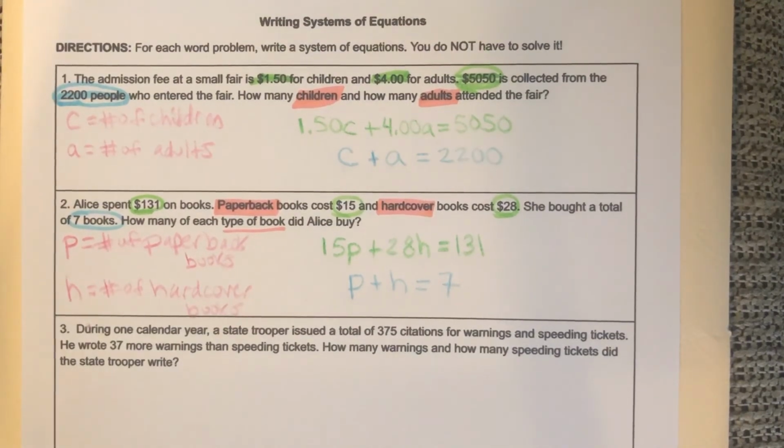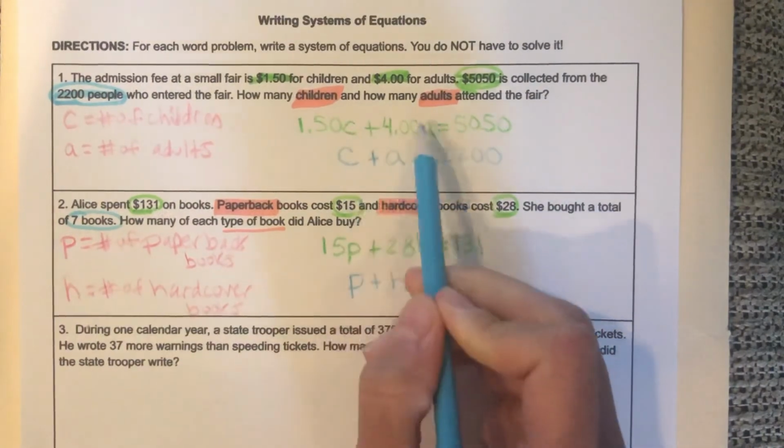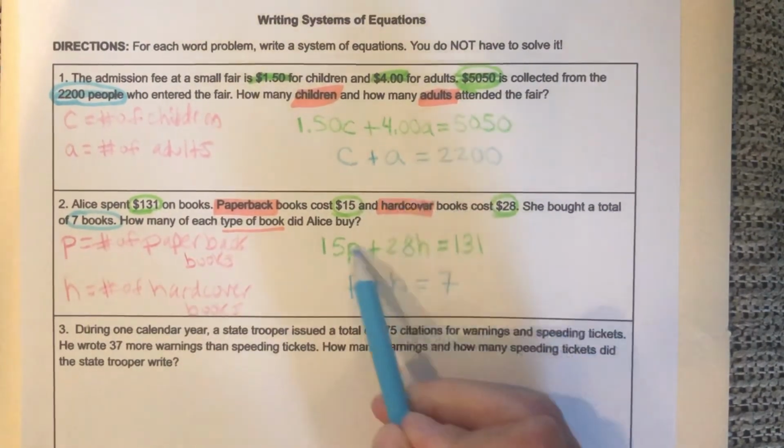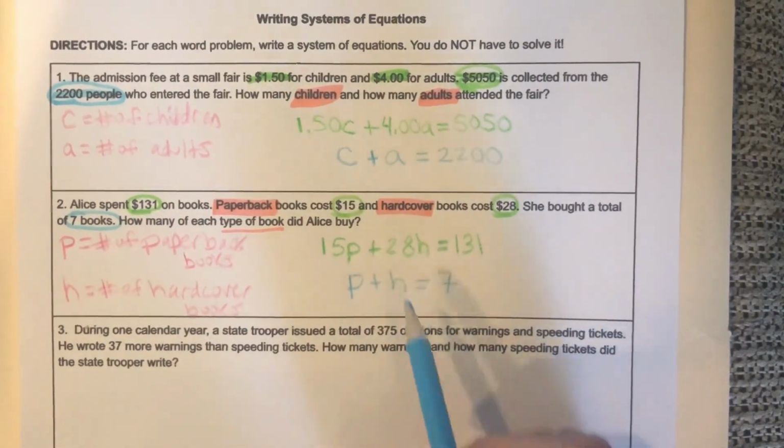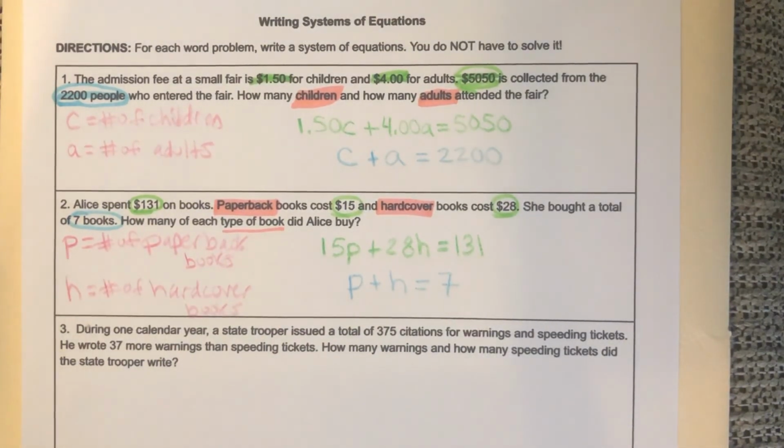Two things to note. You have to make sure that both of your equations are using the same variables, and you have to make sure that your units are in the same equations. So make sure that you use your colors to help organize.